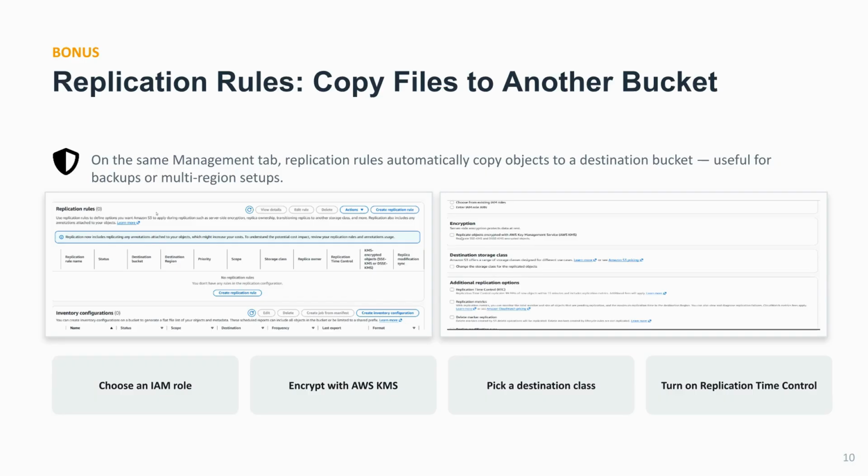For example, if your main bucket is in one AWS region, you can replicate objects to another region for business continuity. In production, replication is used when data must be protected from accidental deletion, regional outages, or compliance risks. You can choose an IAM role, use AWS KMS encryption, select a destination bucket, and even choose a destination storage class. Cost-saving tip: replication improves durability and recovery, but it also increases storage cost because you're storing another copy. Replicate only the data that truly needs backup or multi-region protection.